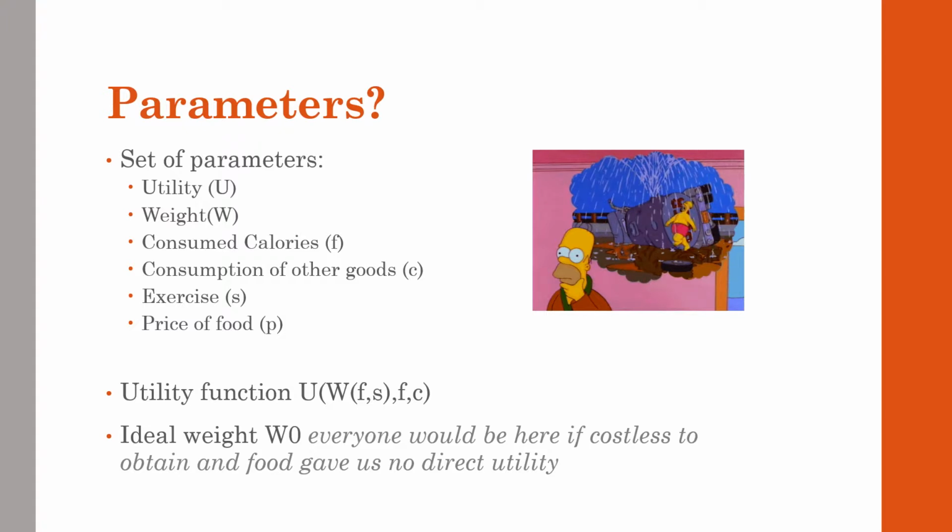Now you also have a utility function, and this basically says that every single person has a utility, and that utility is made up of their weight, their calories, and their consumption of other goods. So these are the only three things that can change someone's utility. These are the only three things which can change someone's happiness. Now at the same time, everybody has their ideal weight, which is denoted by W0, and everybody would be at this ideal weight if it were costless and if food gave us no direct utility. Now that's not something to worry about at this stage of the video, as it's something we'll cover later.